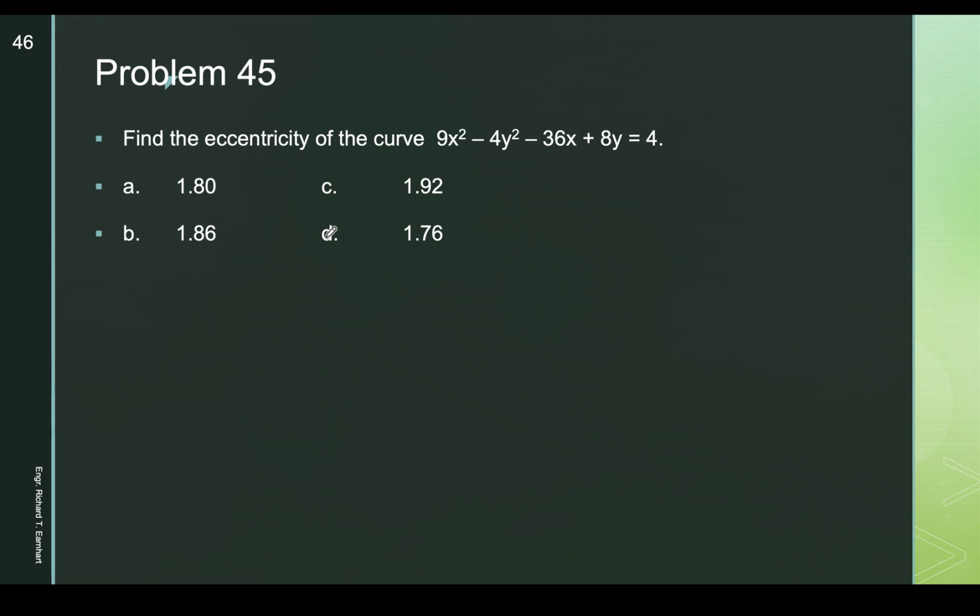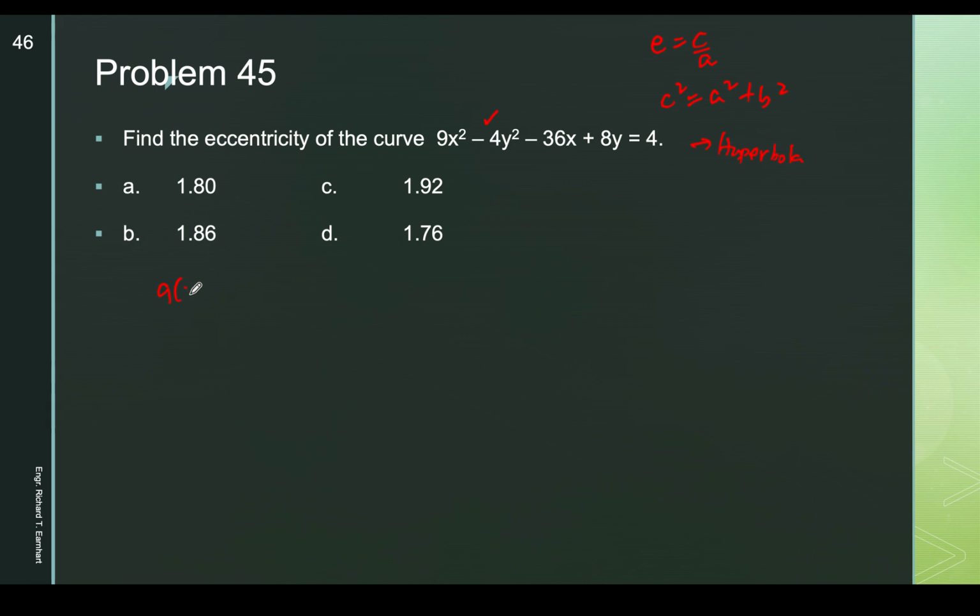Find the eccentricity of the curve 9x squared minus 4y squared minus 36x plus 8y equals 4. Now take note that this is negative, so this must be hyperbola, and the eccentricity is c over a, for all conics, and for hyperbola c squared is equal to a squared plus b squared. So we must complete the square.